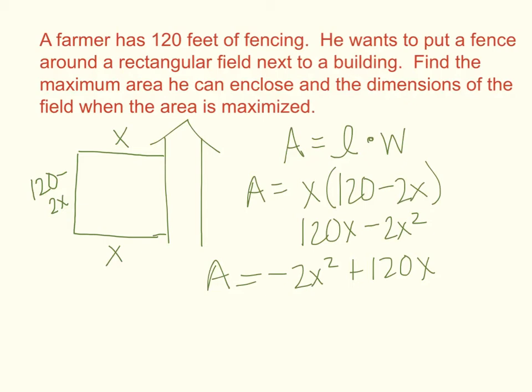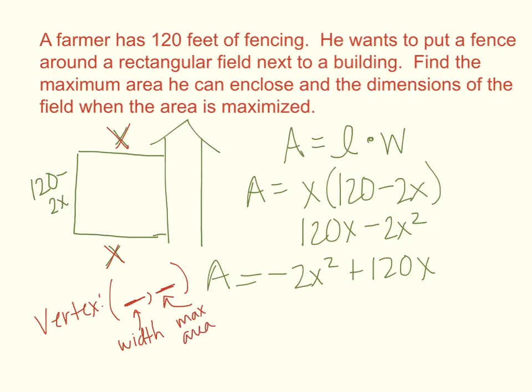Now, what I need to do is find my vertex. If I can find my vertex, here's what's going to happen. Whatever the x-coordinate of my vertex is going to be my width. That's what I need to use for my x's in here. This y, or this second coordinate, is going to be your maximum area. So if I can find the vertex, I can find everything I need to know. I can find the width, and I can also find the maximum area.